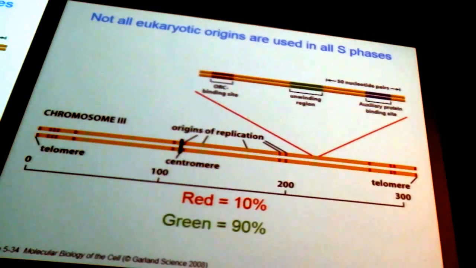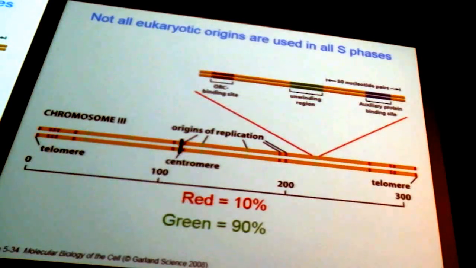Within each of these origins of replication, which are about that big, about 200 nucleotides, you have an origin recognition complex binding site. That's what the ORC stands for. We'll come to this in the next slide. Then there's that A-rich region where you can have unwinding, much like what we discussed for prokaryotes. And then auxiliary protein binding sites where all sorts of other proteins bind.